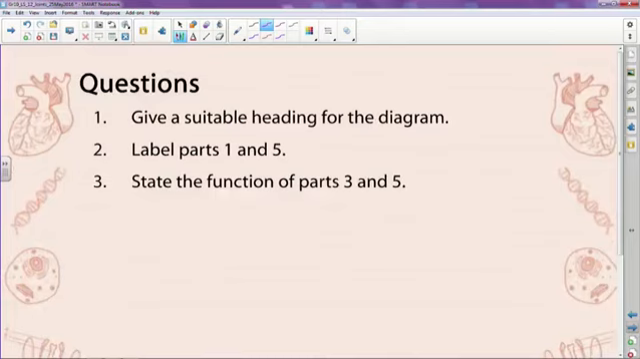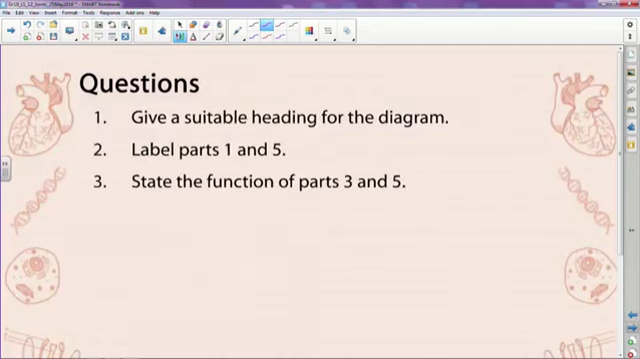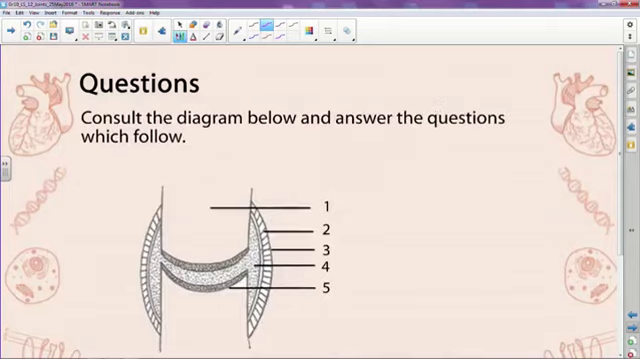Give a suitable heading, because if I go back to my diagram, it just said consult the diagram or look at the diagram below. It didn't tell me what I'm looking at. So for now, I actually need to say, okay, what am I looking at? What are the parts 1 to 5? And state the function of parts 3 and 5. So let's see if we go through the answers.